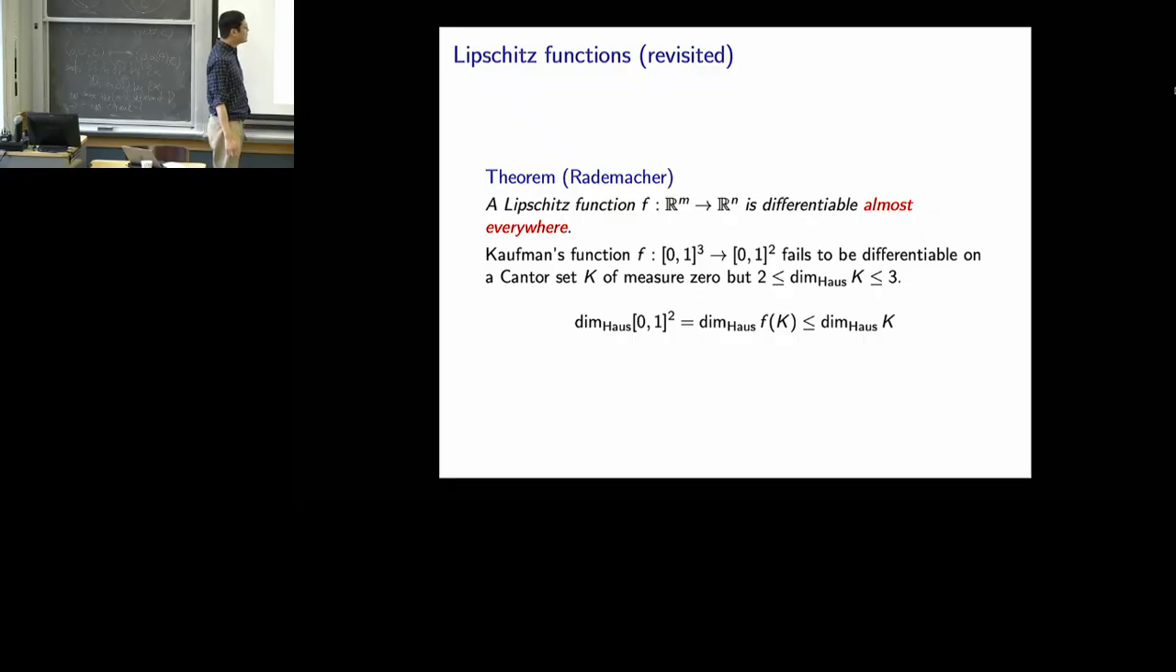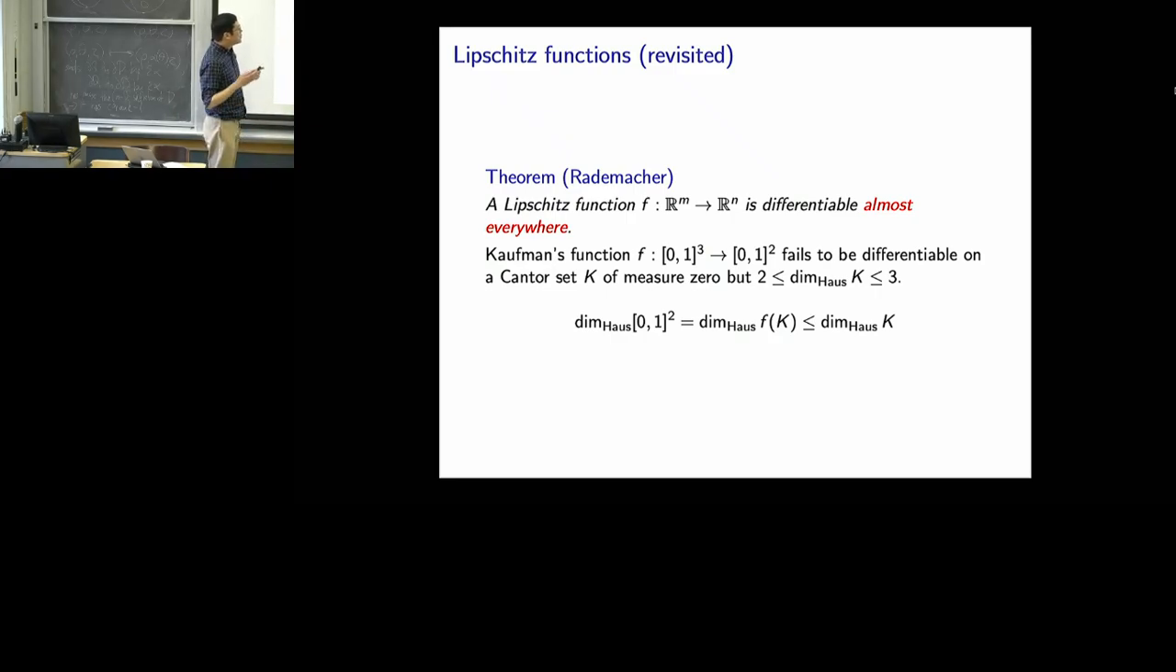dimension bigger than 2, and the Lipschitz condition implies that the Hausdorff dimension of the image of a set is less than or equal to the Hausdorff dimension of the original set. If we have a set with dimension bigger than or equal to 2, then it can certainly map to a set with dimension exactly 2.